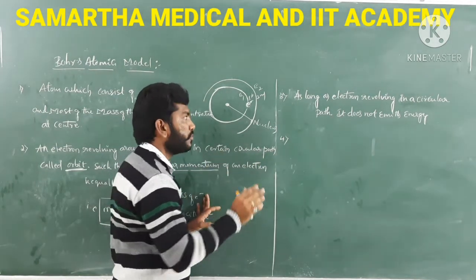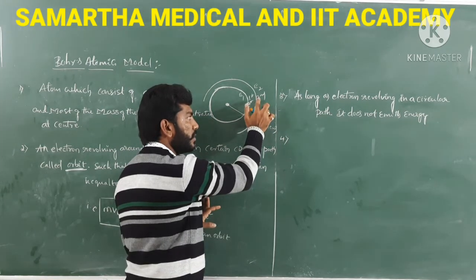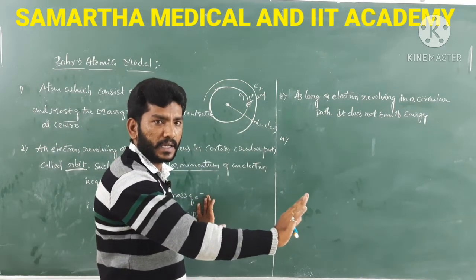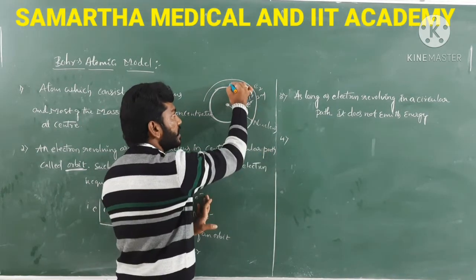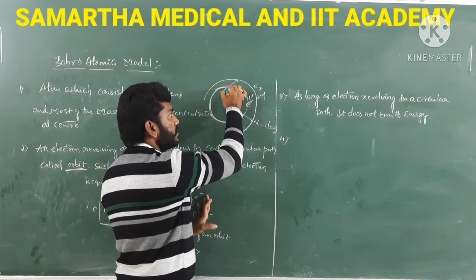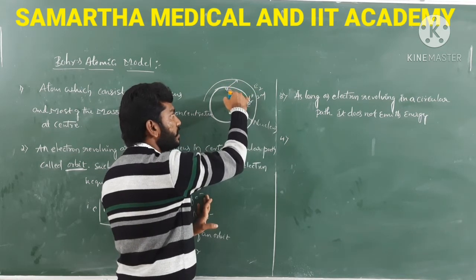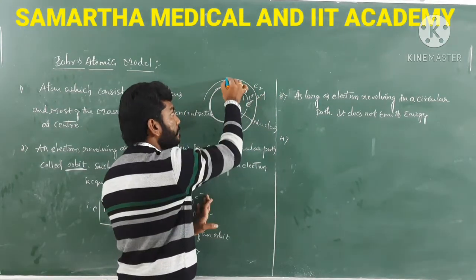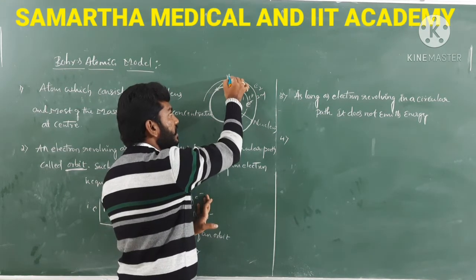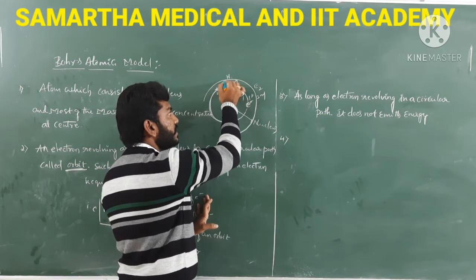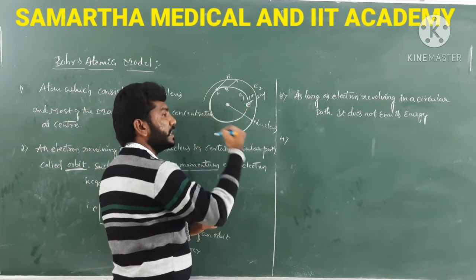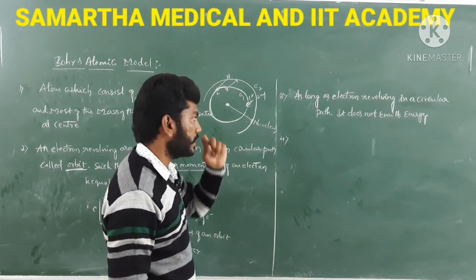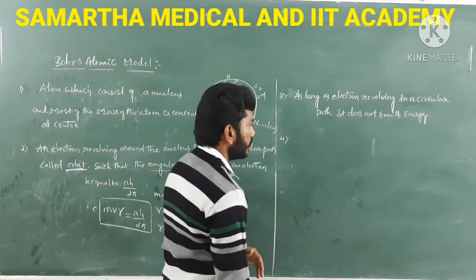whereas an electron that jumps from a higher energy level to a lower energy level emits energy. So concentrate, guys. When an electron makes a transition from a lower energy level to a higher energy level, energy is absorbed. At the same time, when an electron jumps from a higher energy level to a lower energy level, what happens? The energy must be emitted. We should know this particular thing. So write down the fourth postulate.